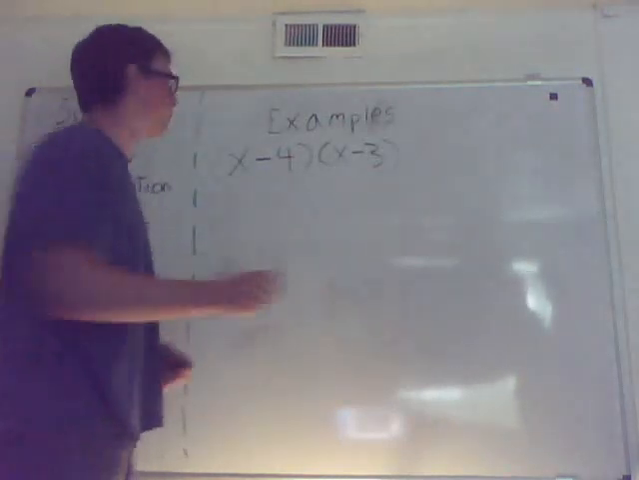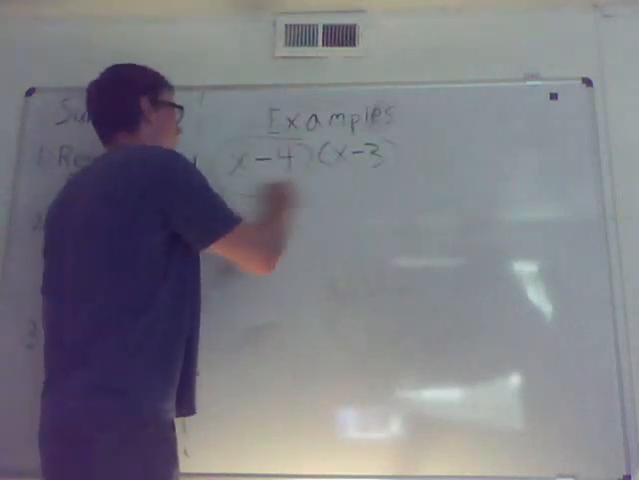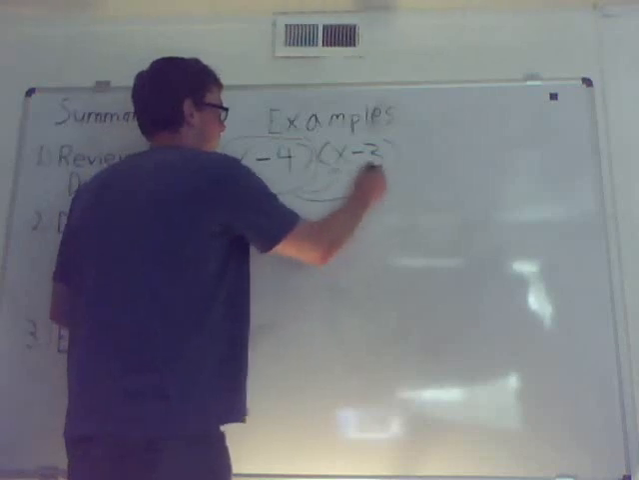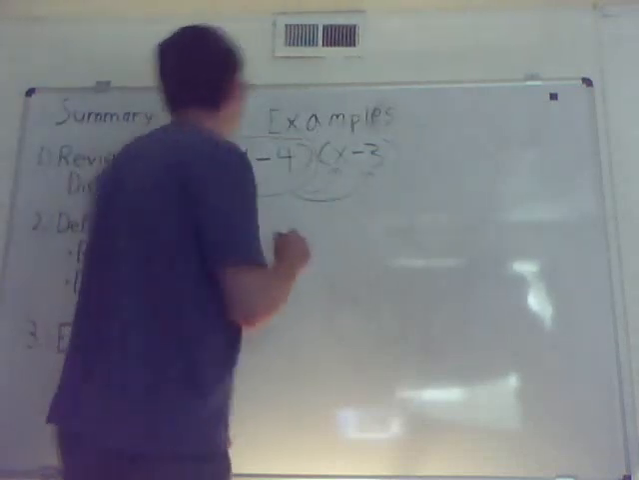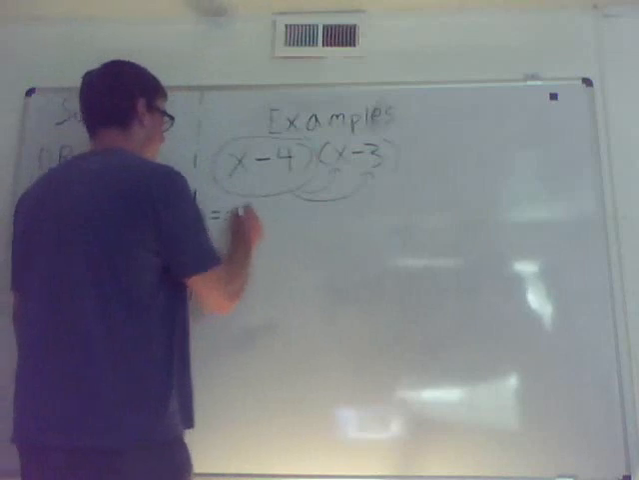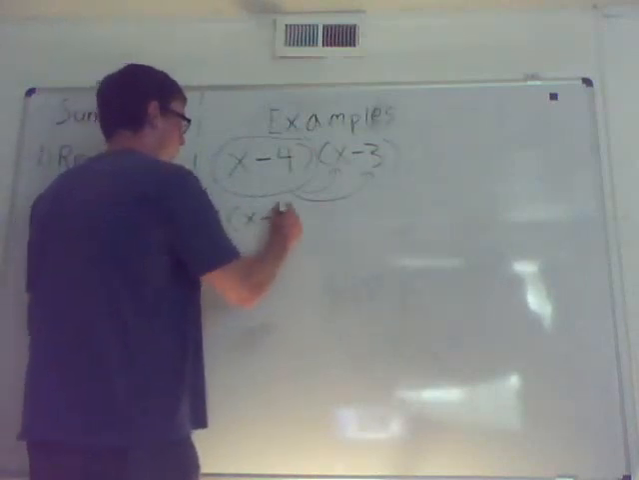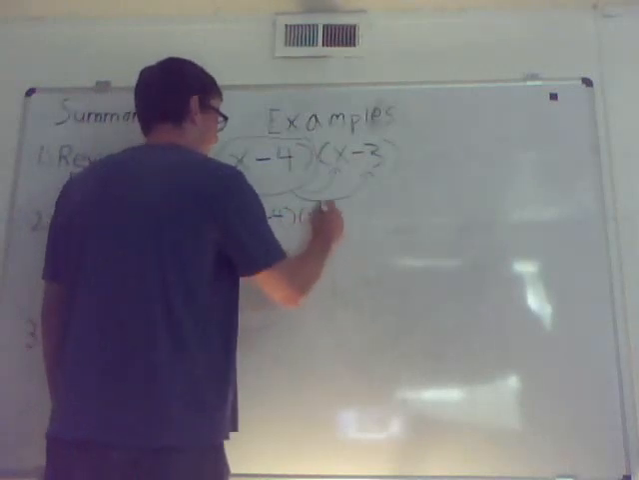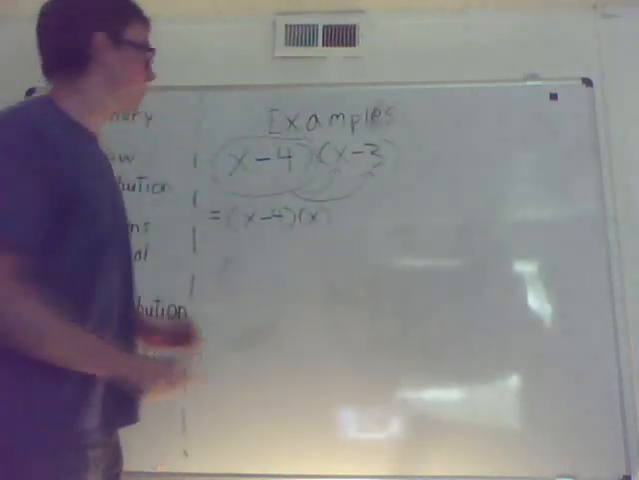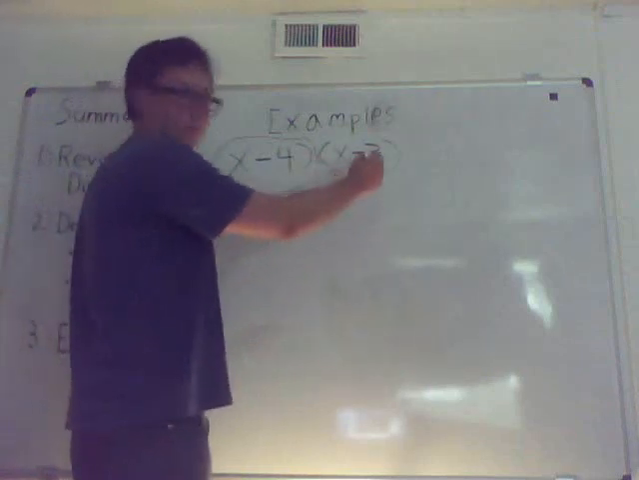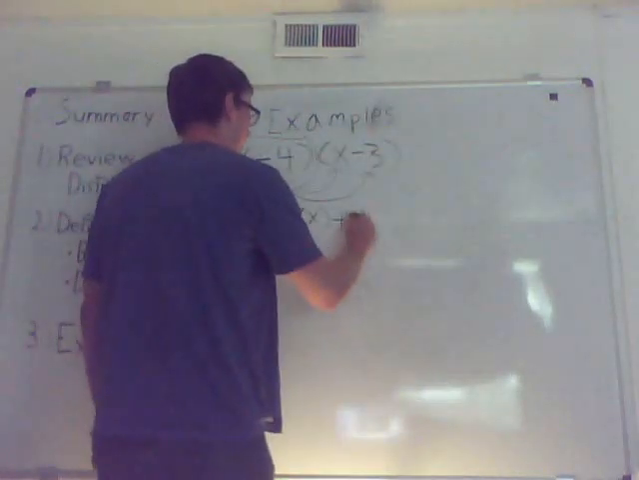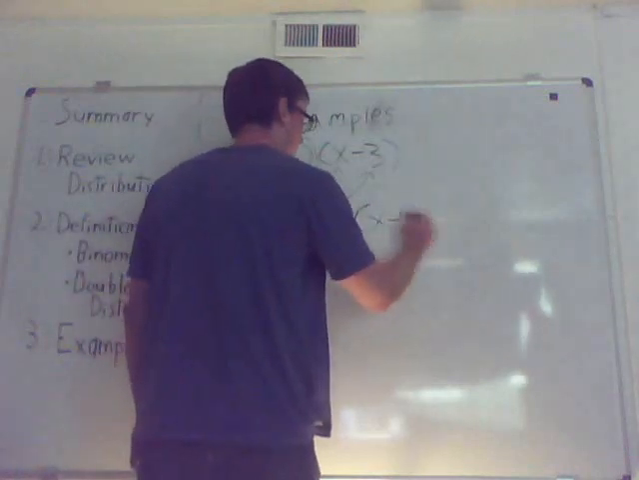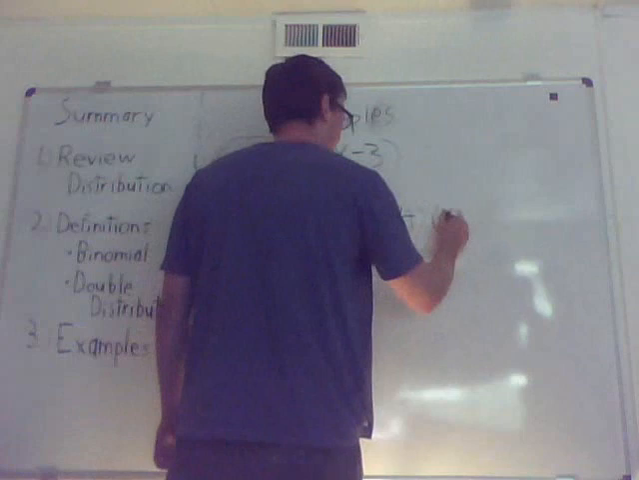All right, so let's look at our second example where we multiply two binomials together. Our first step is to multiply our (x minus 4) over to our (x minus 3). And this is a first distribution. So this ends up equaling (x minus 4) times x. And then we're going to multiply (x minus 4) to our negative 3. And so we're going to add that. That's going to be (x minus 4) times negative 3.